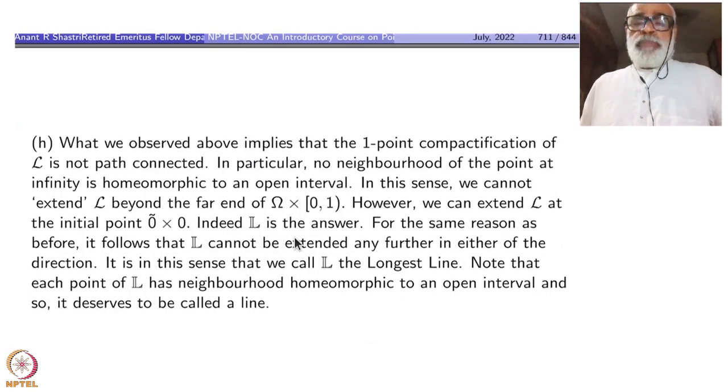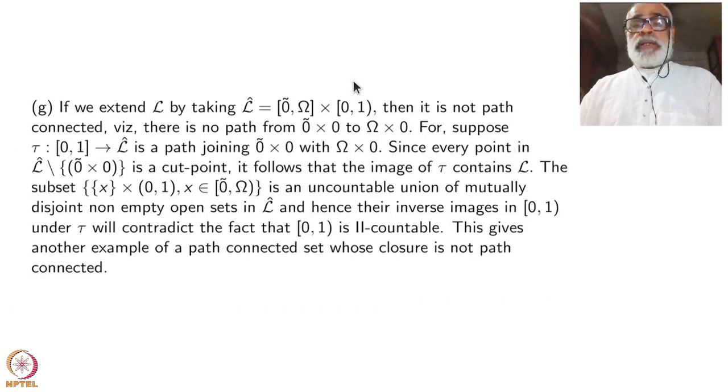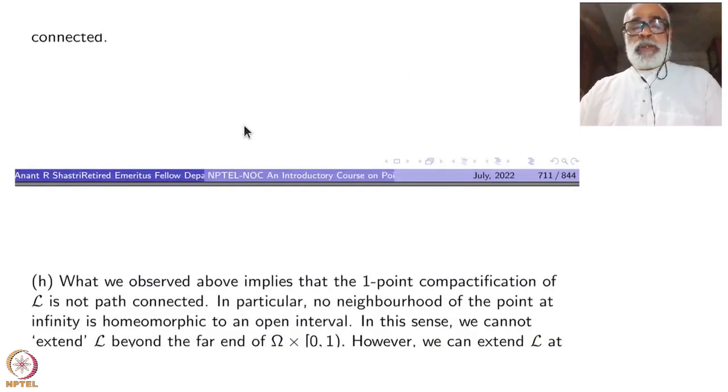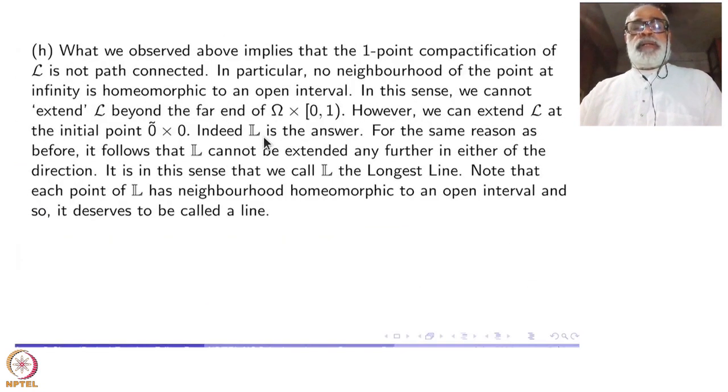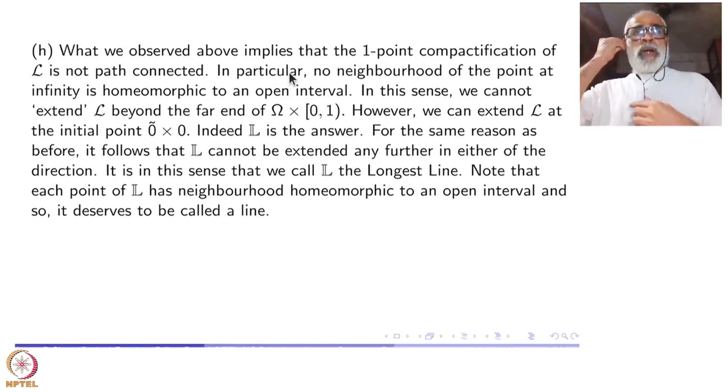What we observed above implies that the one point compactification of L is not path connected. In fact, if you add just one point here instead of 0, 1, that will again be a one point compactification of this one. That will be a compact space. So the one point compactification of a path connected space is not path connected. That is a stronger conclusion than saying that the closure of a path connected set need not be path connected.